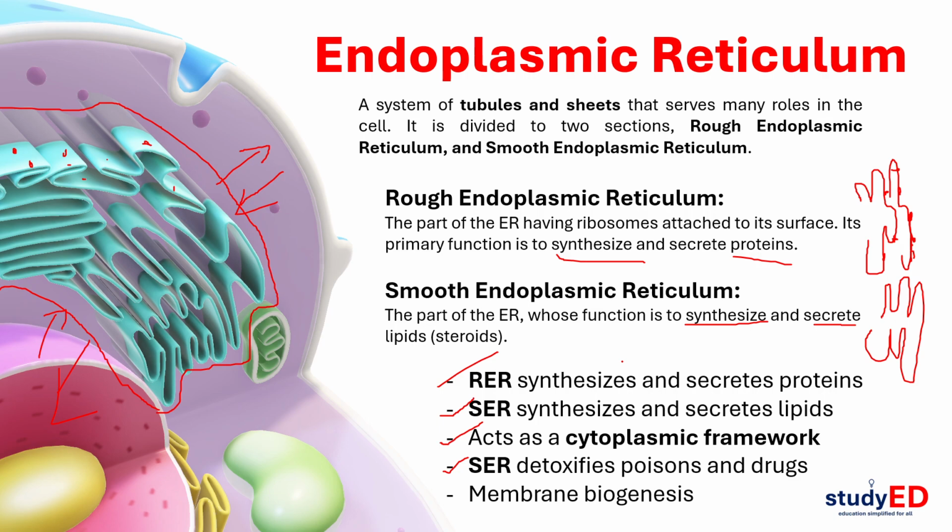Then finally, membrane biogenesis. As we'll come to later, the cell membrane is a flexible membrane which is made up of proteins and lipids. So, the process of creation of the membrane is done by the ER. The lipids and proteins it synthesizes are what form the cell membrane, along with other secondary purposes. Okay, that's it for the endoplasmic reticulum.